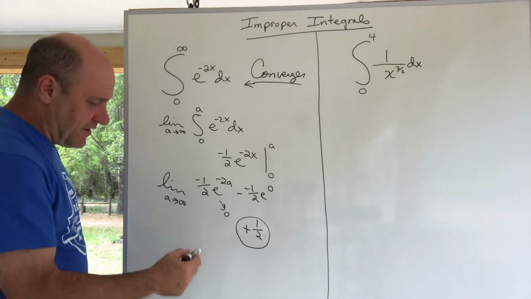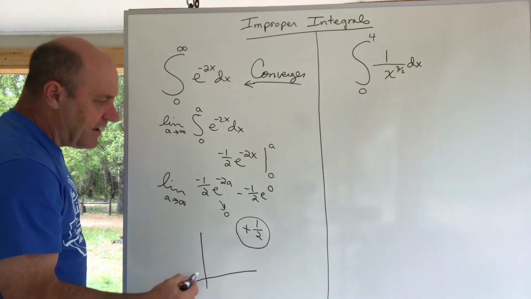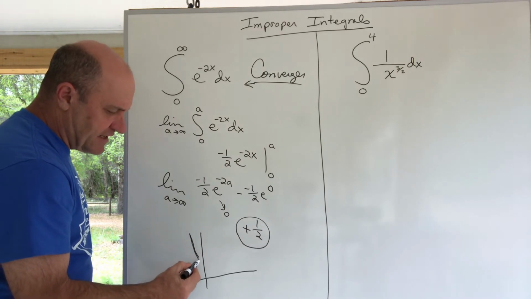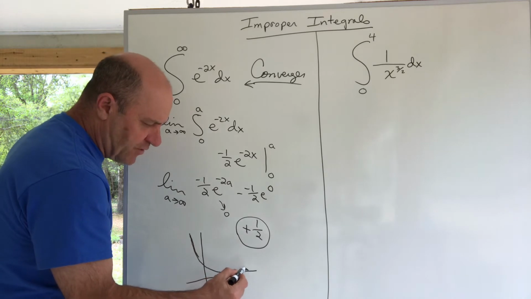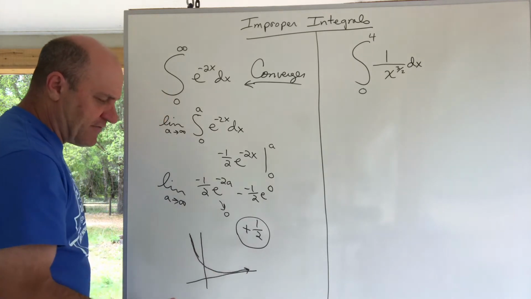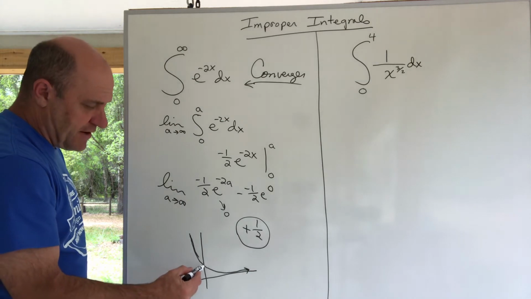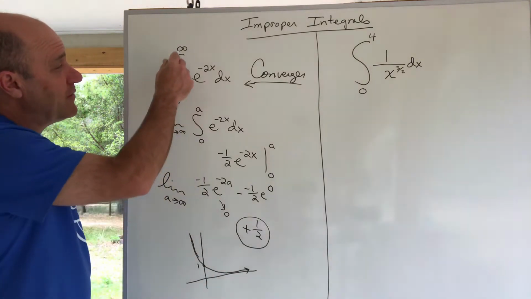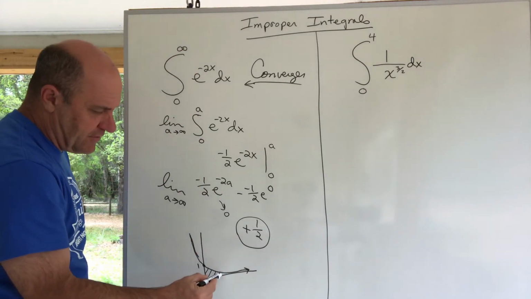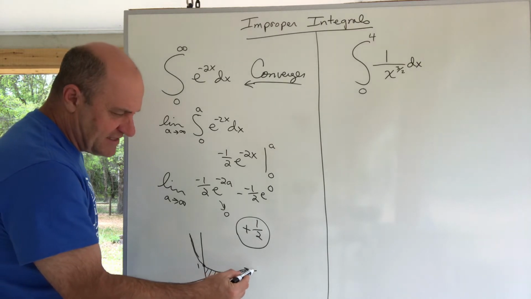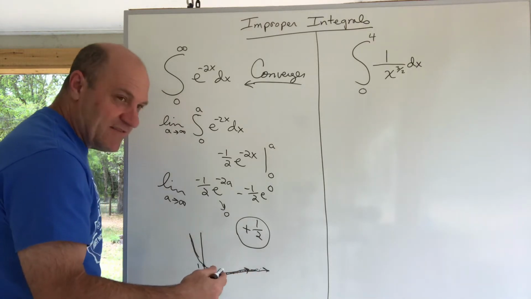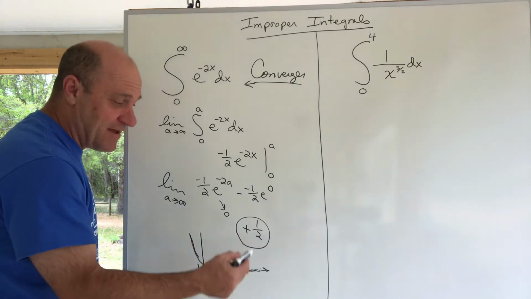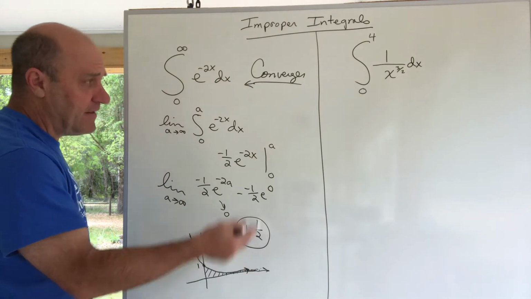Just for fun, it's kind of fun to think about what this looks like. This graph is e to the negative 2x, which is a decreasing exponential function. Dives real close here to the x-axis, never crosses, never touches. Crosses here at 1, actually. And we just found the area under the curve from 0 to infinity. Even though it feels like an unbounded area, an infinite area, the area is not infinite, the area is 1/2. The integral converges.